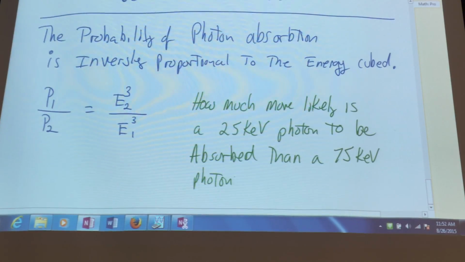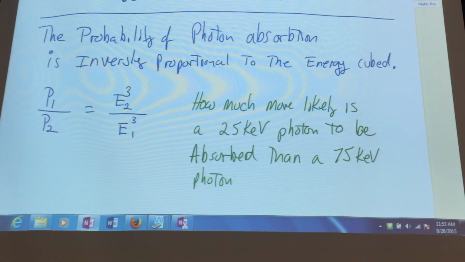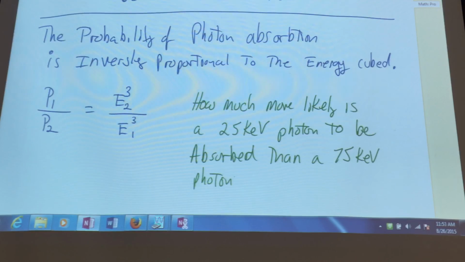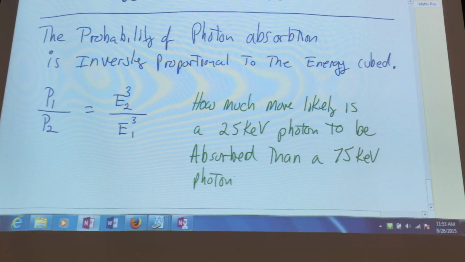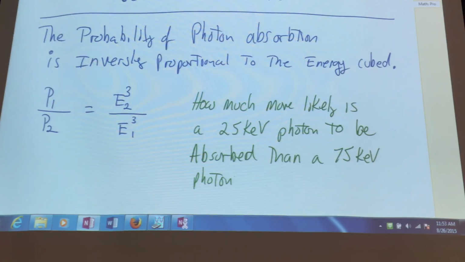Questions like this you'll see when we actually get to chapter 9, which tends to be about the last 2 or 3 weeks. And our photon energies are going to be measured in keVs, by the way. That's just a unit of energy. Don't worry about what it is. How much more likely is a 25 keV photon to be absorbed than a 75 keV? Low energy, more likely to be absorbed. Okay, the 25 keV is more likely. Now we want to find out how much more likely.